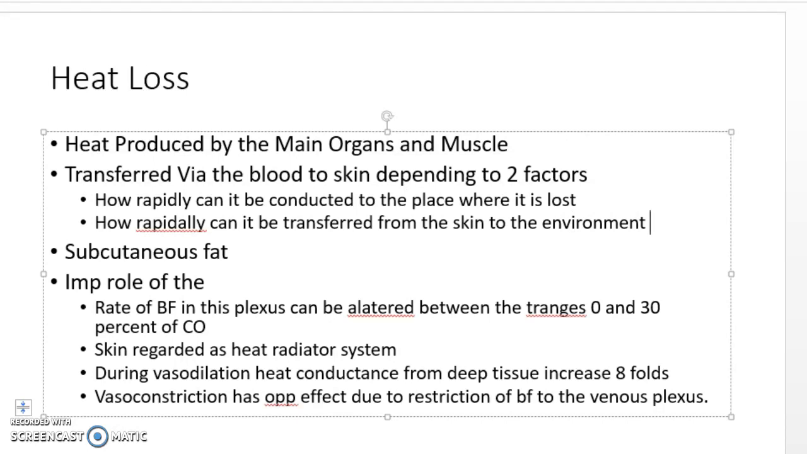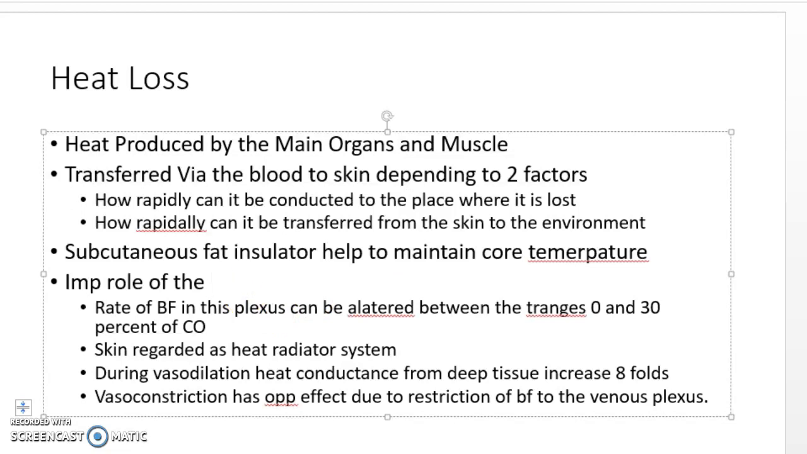I want to talk about subcutaneous fat. Subcutaneous fat is essentially an insulator. An insulator is going to help to maintain the core temperature, and it's going to be very important. Now I want to talk a bit more about the subcutaneous fat.